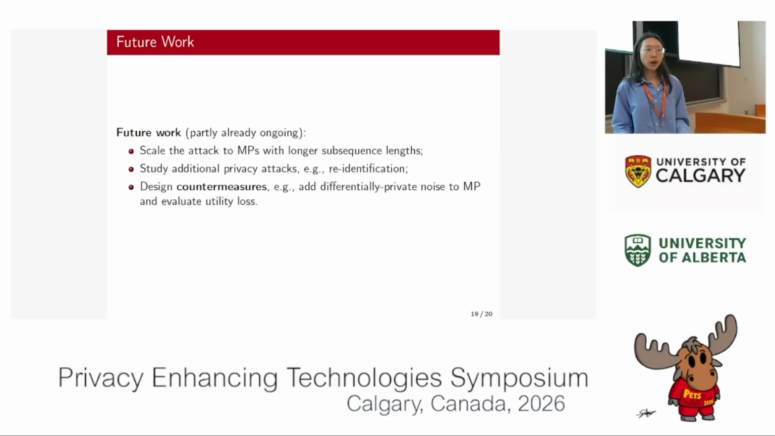As for future work, we can imagine scaling the attack with longer subsequence lengths. We can study additional privacy attacks like re-identification attacks. And finally, we can design some countermeasures to eventually propose a PET with matrix profile by adding, for example, some DP noise, and also evaluate the utility loss.